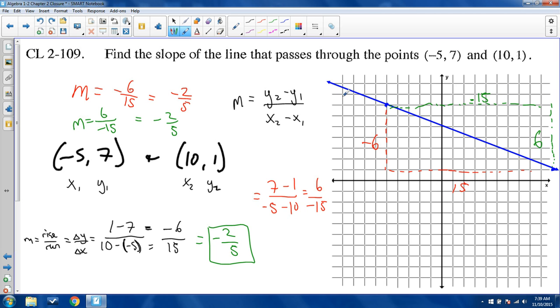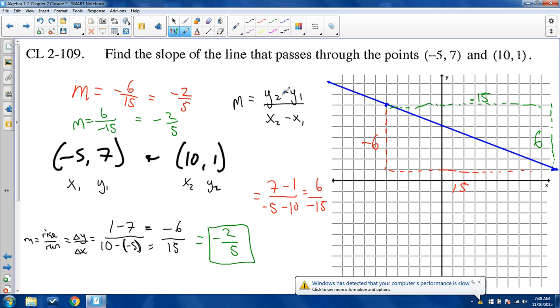The only thing, to me, that the graph can really help you with, unless you can visualize it right here, is making sure you don't mess up the sign. So pay close attention to the fact that when I did 1 minus 7, I also had to do 10 minus negative 5. But when I did 7 minus 1, I also had to do negative 5 minus 10. The order in which the values are subtracted means everything.